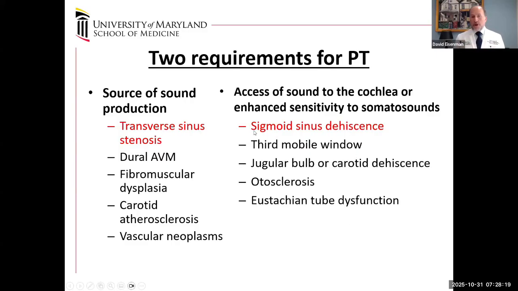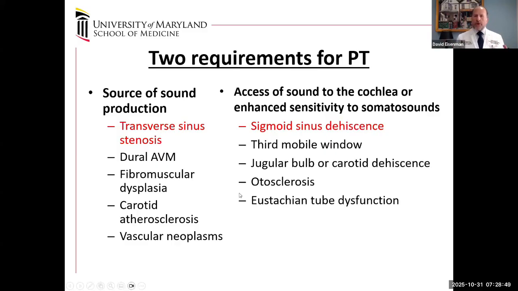And sometimes it can be more than one thing. The patient I showed you before had transverse sinus stenosis, sigmoid sinus dehiscence, and a third mobile window. We fixed these two. We fixed this one. She still had pulsatile tinnitus. She got stented. Remember, I'm pretty sure she also ultimately needed her third mobile window treated, because even with all of this, she still had some turbulent flow and she was so hypersensitive to it.